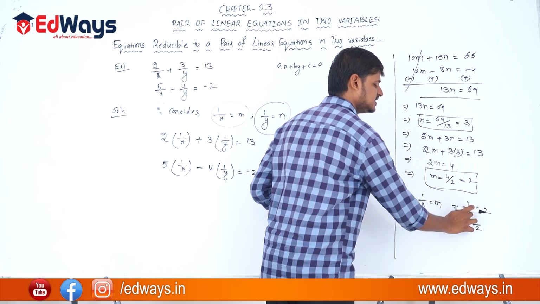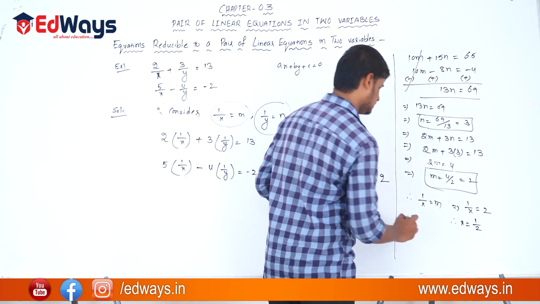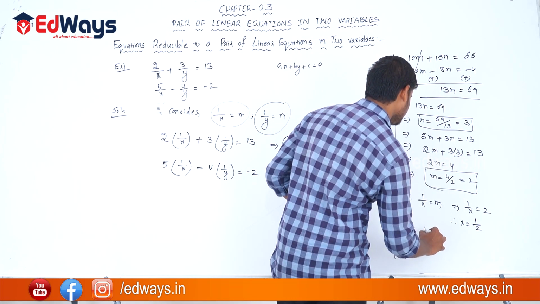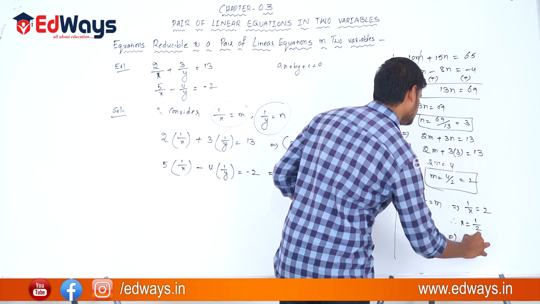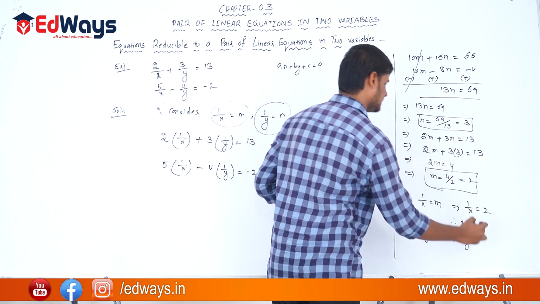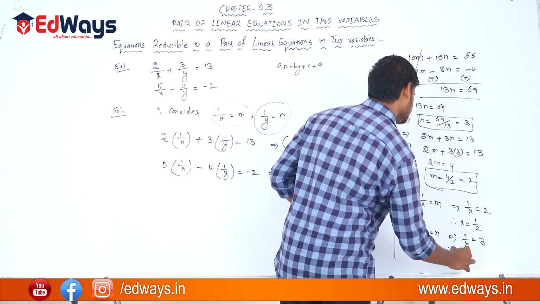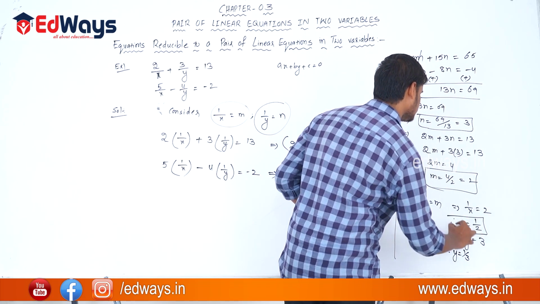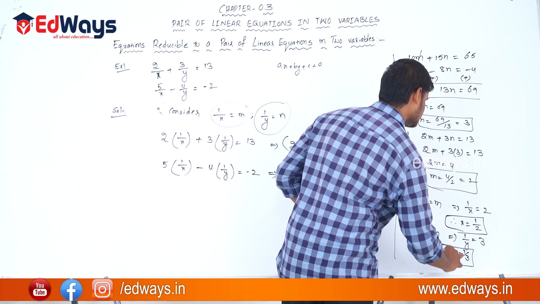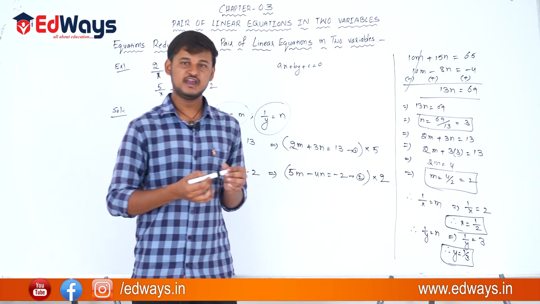Just send it to that side and bring x to that side. Okay. Similarly, 1 by y is equal to n, right? So then 1 by y is equal to, in place of n I can substitute 3. So from here y is equal to 1 by 3. So therefore x is equal to 1 by 2 and y is equal to 1 by 3 are the values, right?